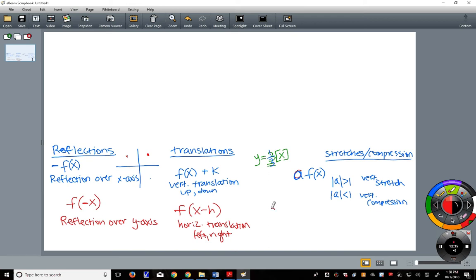All right, so what happened when instead of multiplying out here, we multiplied a number inside of the brackets? Okay, so what happens when we do this? The multiplier is multiplying to x instead of after the function is done. Yeah, Thomas. Good. It's going to cause a horizontal stretch or compression. So we're still going to have these 2 categories where we can have a horizontal stretch or a horizontal compression. And then the question is, which b values do which?